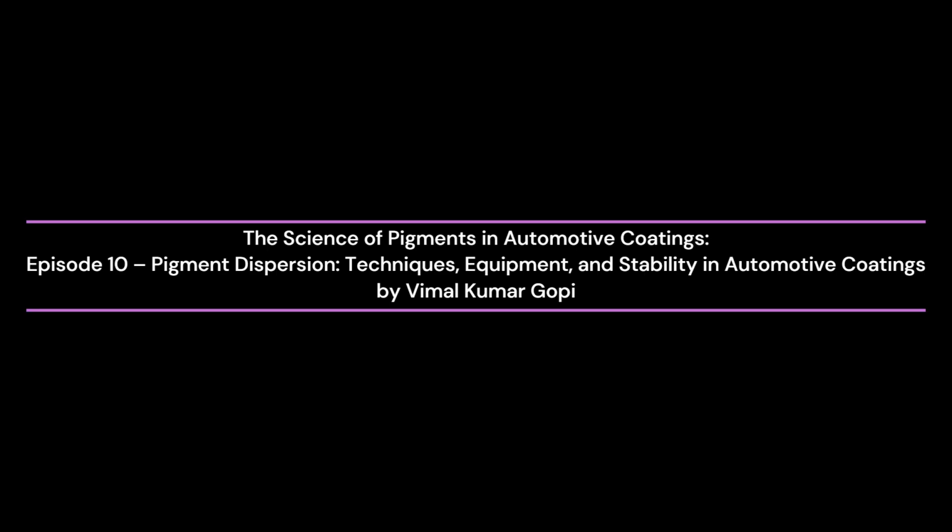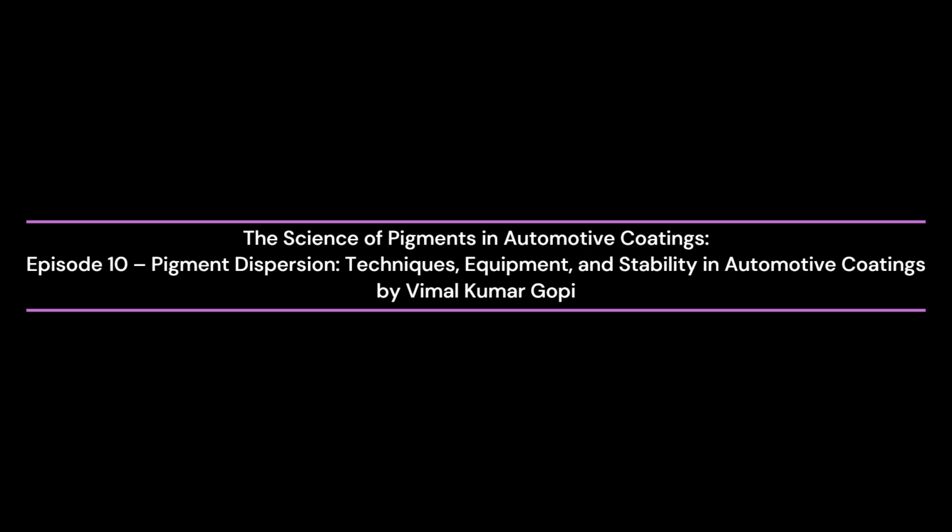Pigments, whether organic, inorganic, or effect-based, must be uniformly distributed in the binder system to achieve optimal color, opacity, gloss, and long-term stability. Poor dispersion can lead to defects such as streaking, haze, flocculation, inconsistent color, settling, and reduced durability. Understanding the techniques, equipment, and parameters that control dispersion is essential for high-performance automotive coatings.